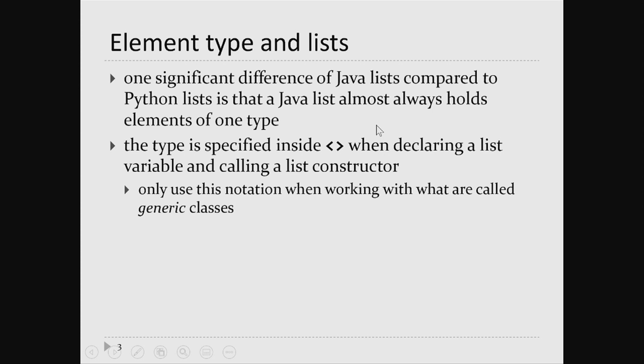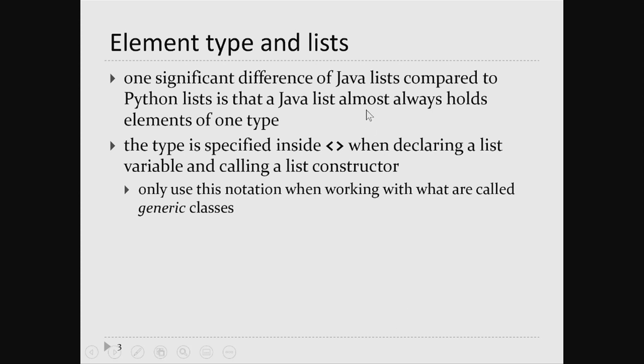Now, like Java arrays, one of the significant differences between a Java list and a Python list is that the Java list always holds elements of the same type. So unlike a Python list where you can put whatever you want in the list, for a Java list, you're always putting in elements that share a common type. So when you make a Java list, you have to specify the type of the element. And that goes inside of this less than, greater than construct, this diamond construct. And you only use the diamond construct when you declare the list variable, and when you call the constructor.